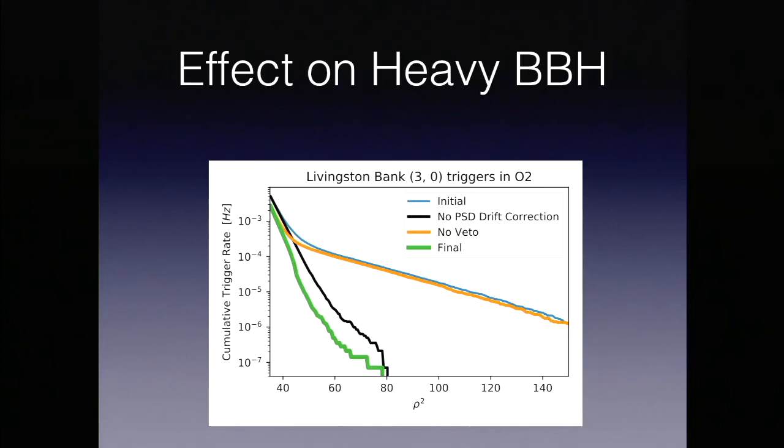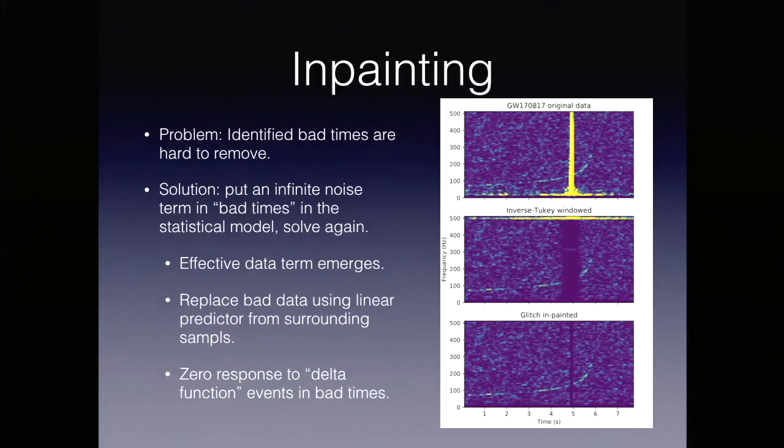Okay, last thing I'm going to try to explain, and even that not with formulas, is inpainting. So I'm sure all of you saw already this magnificent event that happened on August 17, 2017. And it had a glitch. It's an objective thing. It has a glitch. And it's not something bad to say about the signal. It just happens that at this time at the Livingston detector, there was a glitch.